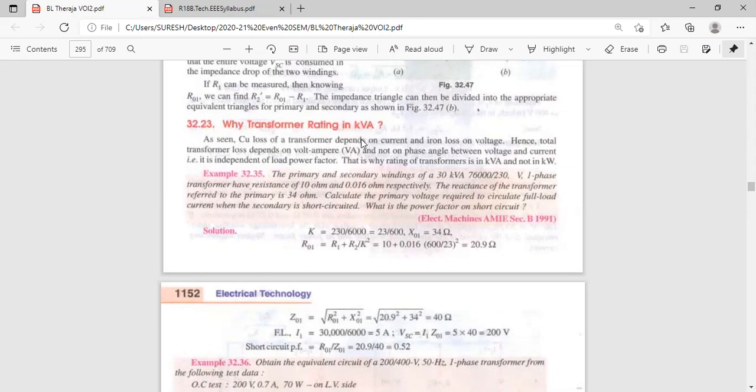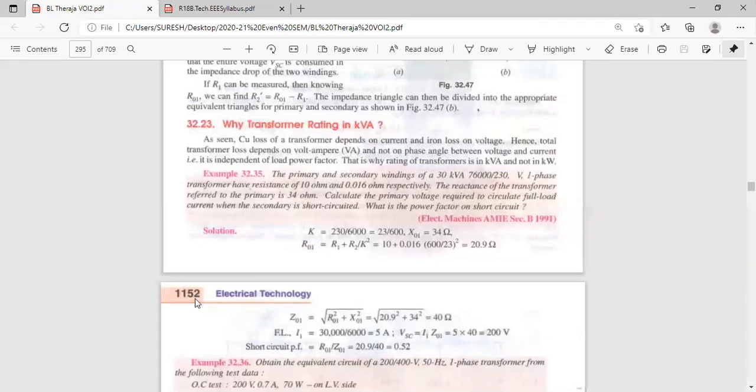kVA means S. The unit of S is VA. Formula for S is V into I. Copper loss depends on current. Iron loss depends on voltage. Just now I had told, in open circuit test, we will apply rated voltage. In short circuit test, we will apply rated current. So copper loss depends on current. Iron loss depends on voltage. Voltage multiplied by current is S. Unit of S is volt ampere, but generally referred in K. K means 10 cube, kilovolt ampere. Is it okay? You have to write this answer in exam.